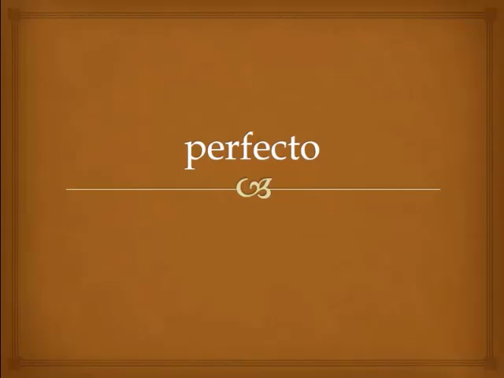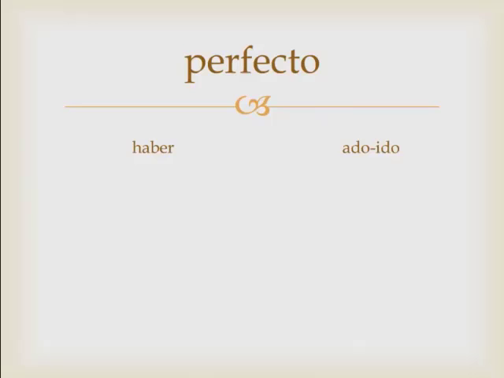Perfecto is the verb tense for today. It's a tense that means something that's already been done. It's also a nickname I hear people call me oftentimes, is perfecto. It's a combination of two verbs put together, haber plus an ado or ido form of a second verb which is attached to it. Haber simply means to have, just like tener, but it's in a different sense. This is a helping verb.